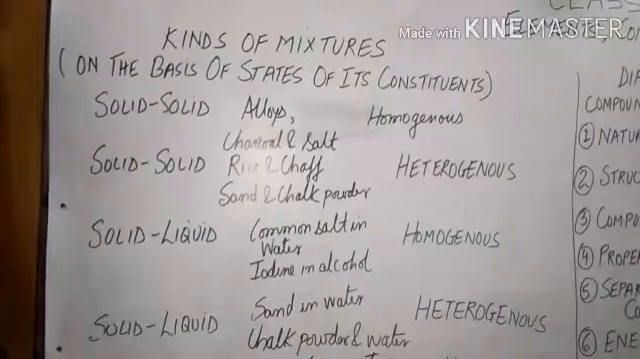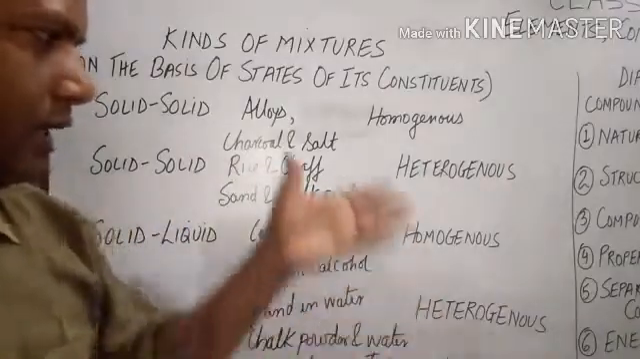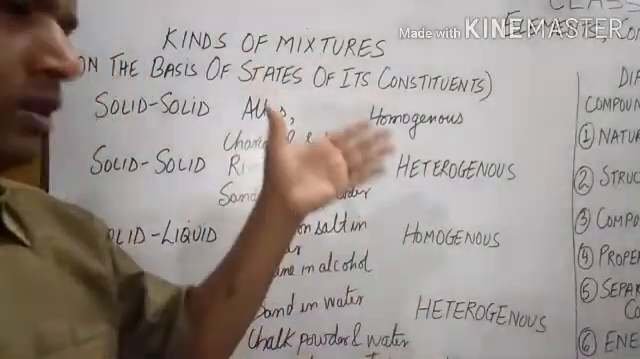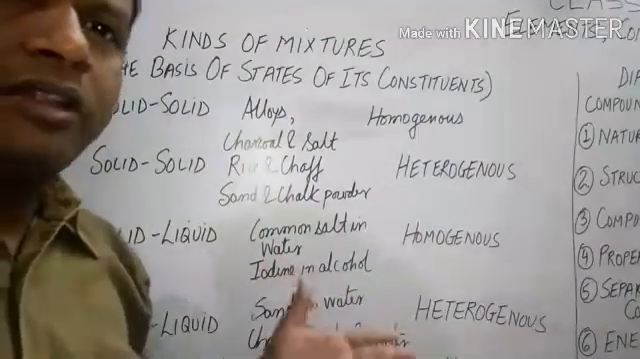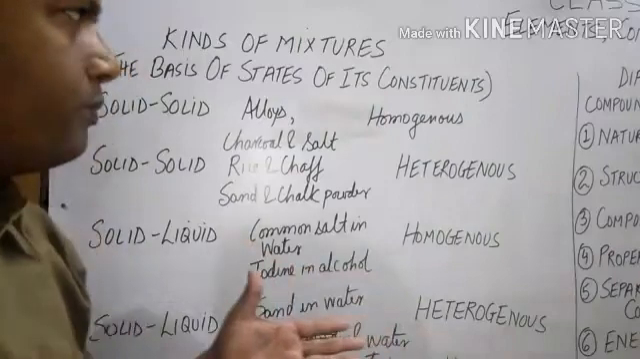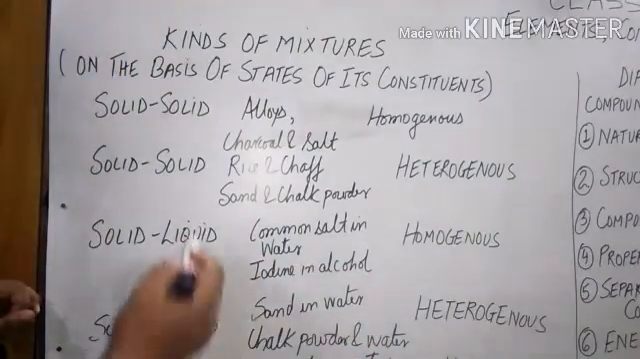So let's start with the kinds of mixtures based on the states of the constituents present in them. I have drawn the table of kinds of mixtures on the basis of the states of its constituents, and dear students, I have given it to you in the notes also. I have added the complete chart, with examples from a book also, and let us study this.